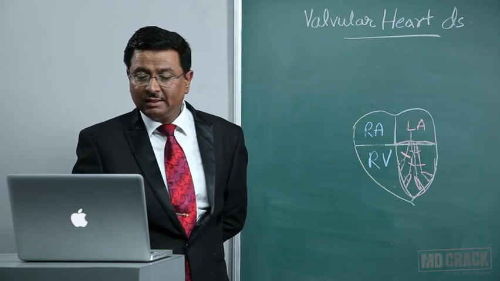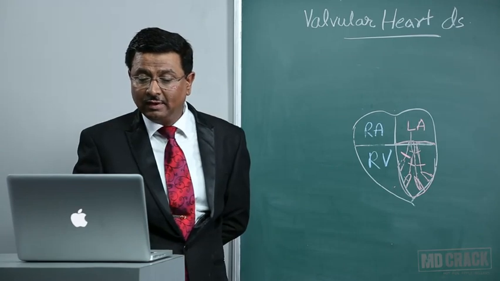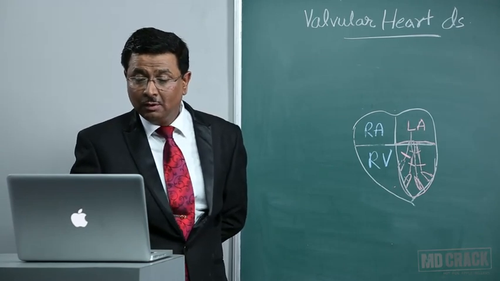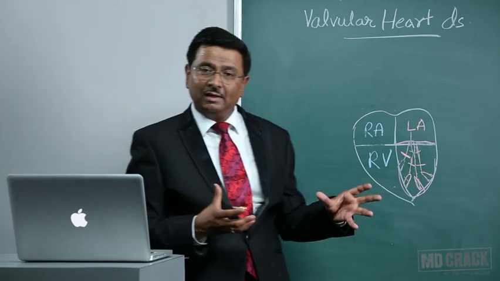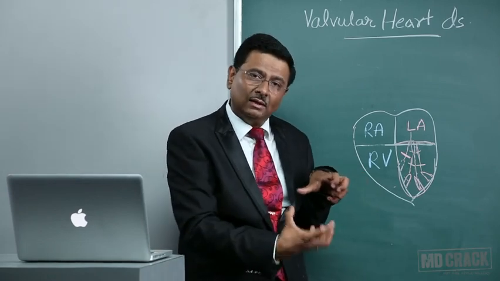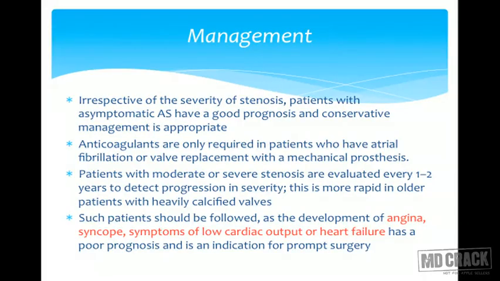Cardiac catheterization is mainly done to identify associated coronary artery disease, and may be used to measure the gradient between the left ventricle and the aorta. Management. Irrespective of the severity of the stenosis, patients with asymptomatic aortic stenosis have a good prognosis and conservative medical management is appropriate. Anticoagulants are only required in patients who have atrial fibrillation or valve replacement with a mechanical prosthesis.